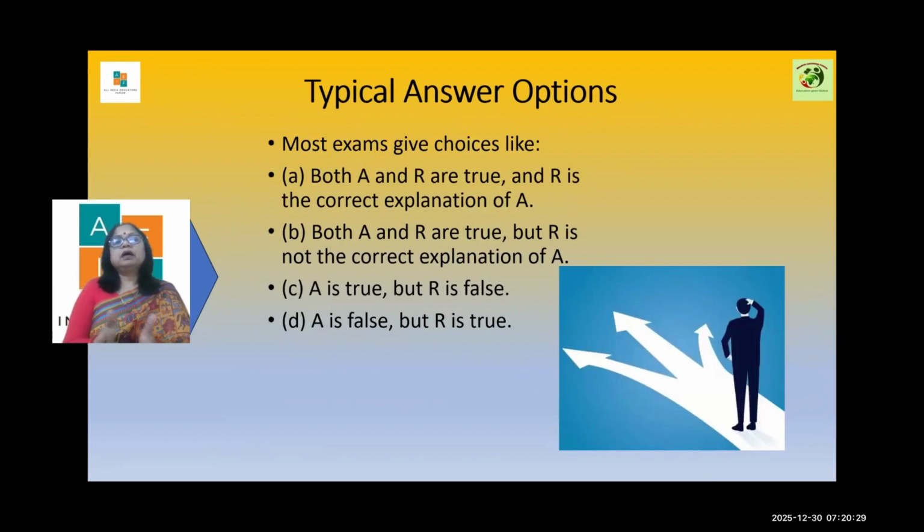So now the typical answers which are being provided to the students in most of the exams, like most of the competitive exams, are: the first option will be both A and R are true, and R is the correct explanation of A. Second option, both A and R are true, but R is not the correct explanation of A. Now comes the third, that is A is true, but R is false. And fourth option we have, that is A is false, but R is true.